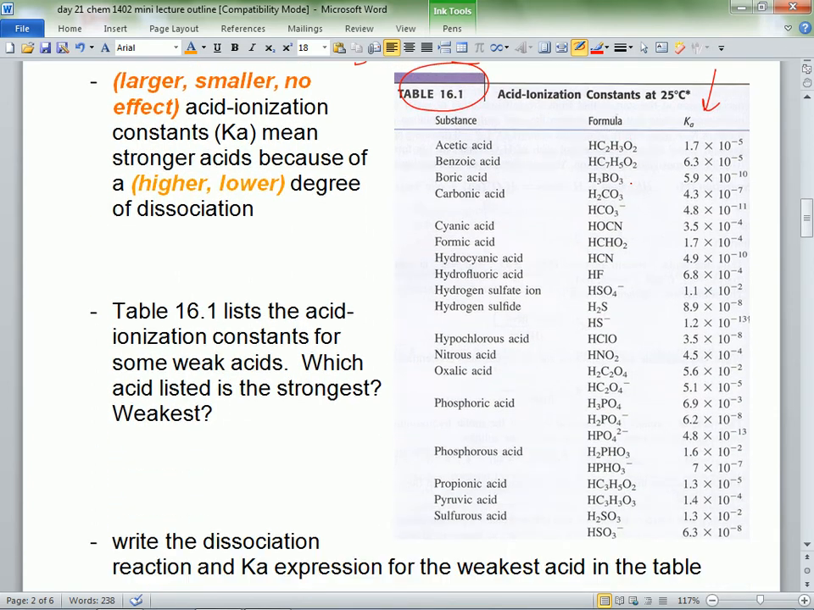Okay, if we play around with this table a little bit, what do you think, Brandy? Larger or smaller or no effect? Acid ionization constants mean a stronger acid. What do you think?